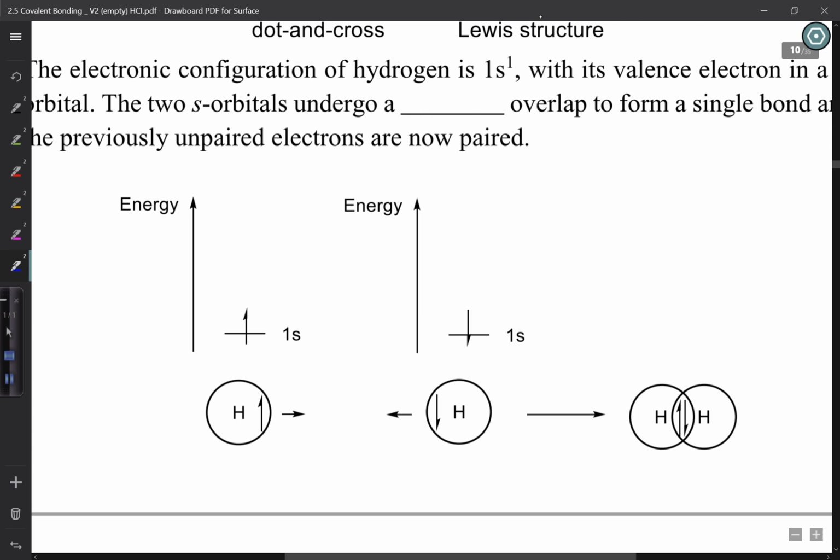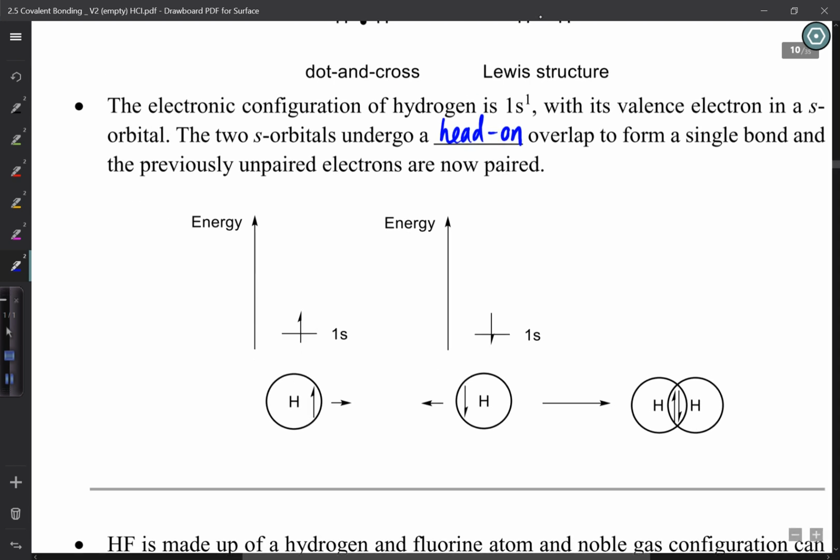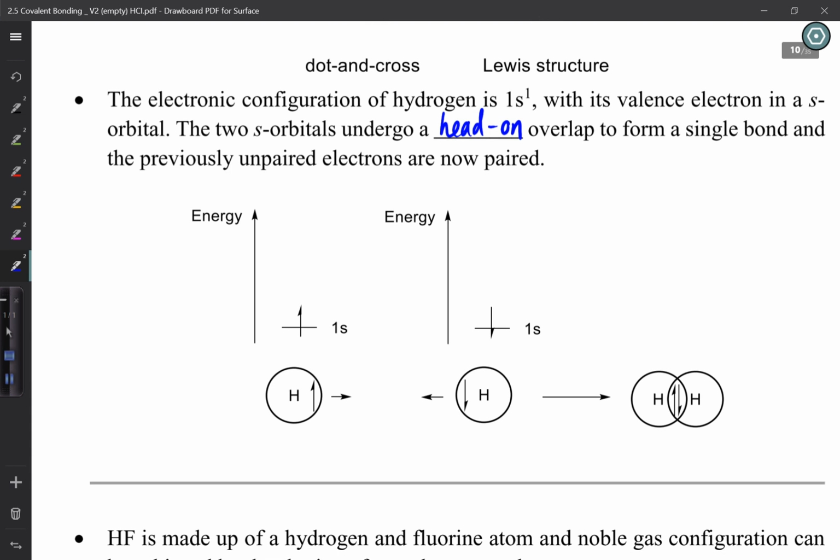So when you interact both of them, what happens is that this 1s orbital will overlap, in what we call head-on overlap. It's like a car collision, car crash, head-on overlap, head-on crash. And this overlap will produce what we call a sigma bond, alright? Which we'll see later on. So this is how hydrogen gas is formed.